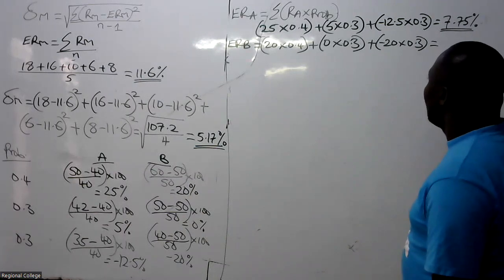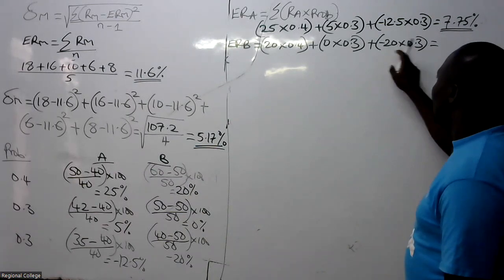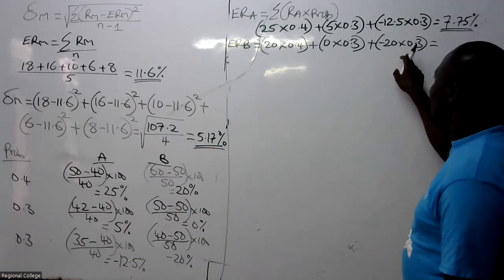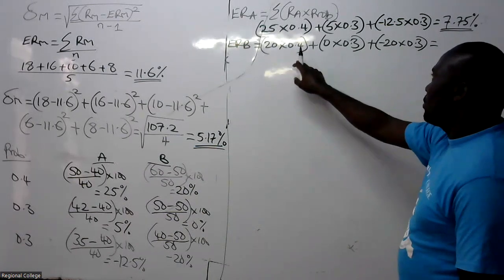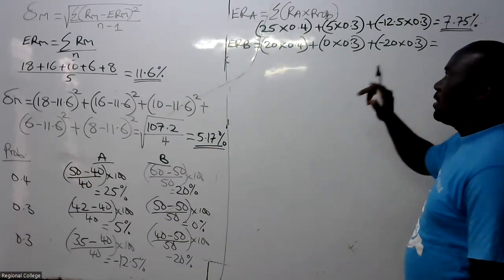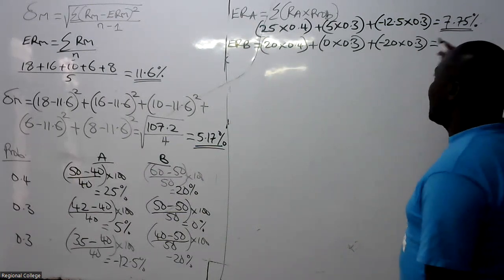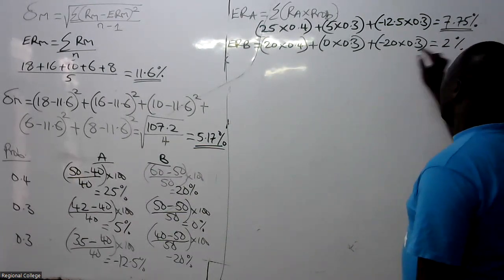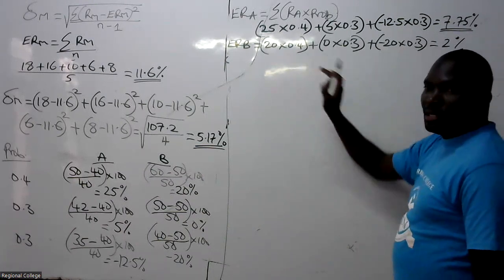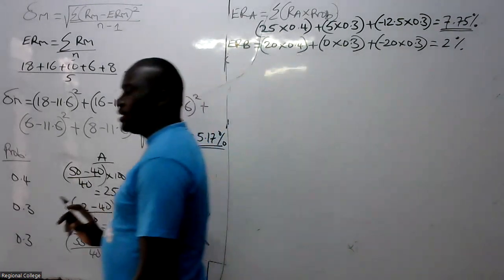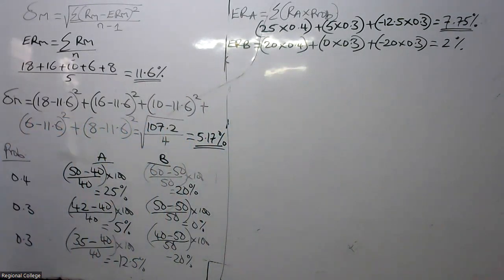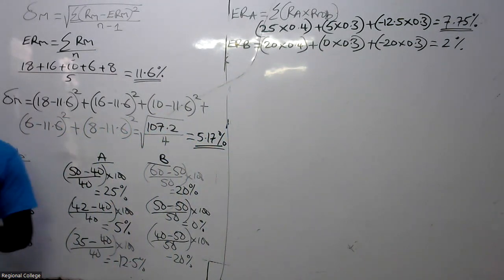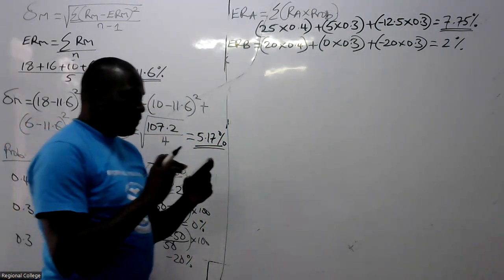Negative. I expect a positive. 20 times 0.4 plus minus 20 times 0.3. 2%. In negative, low value. 2%. So that is part one of that question. Too much work for few marks.